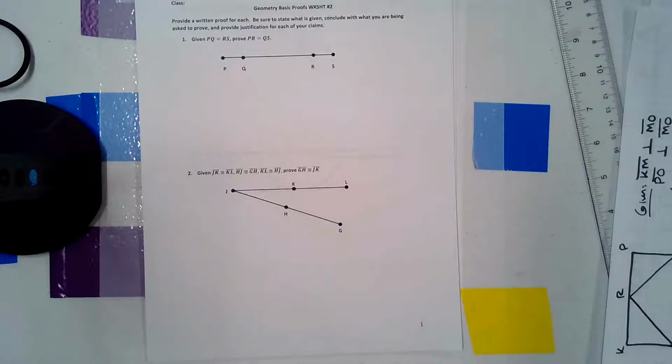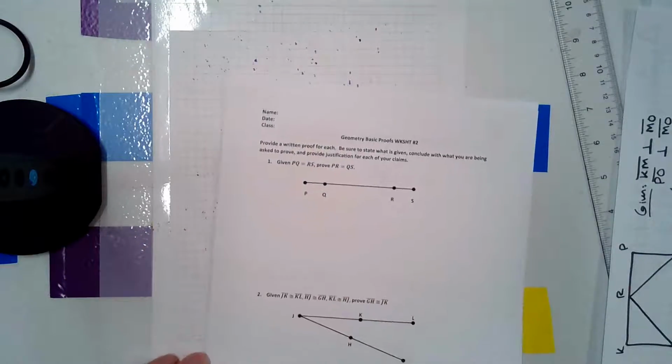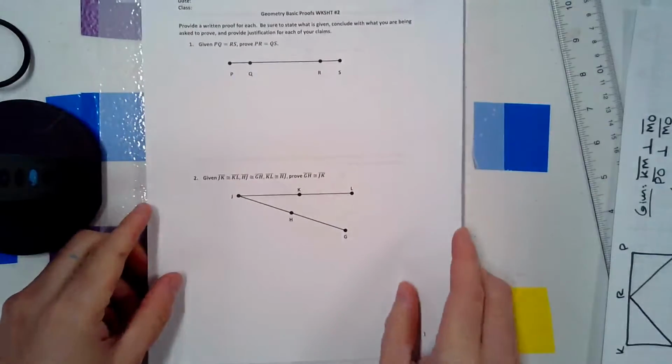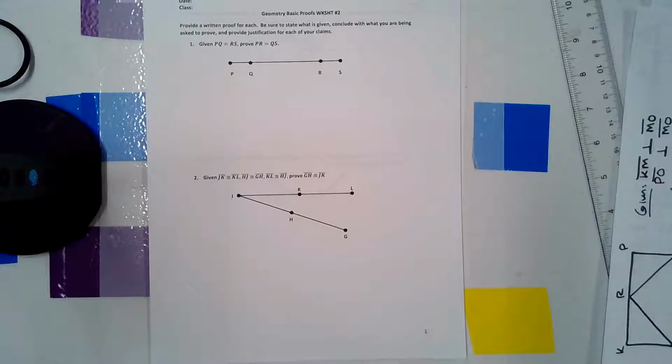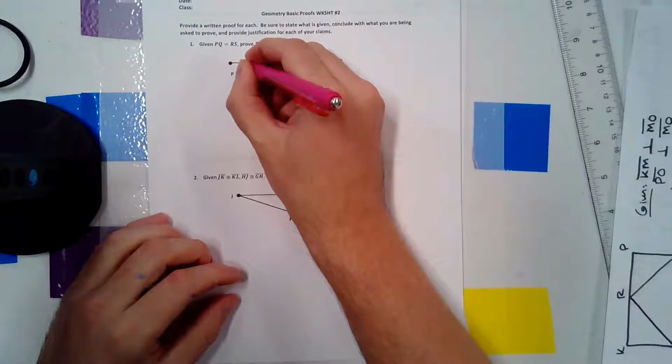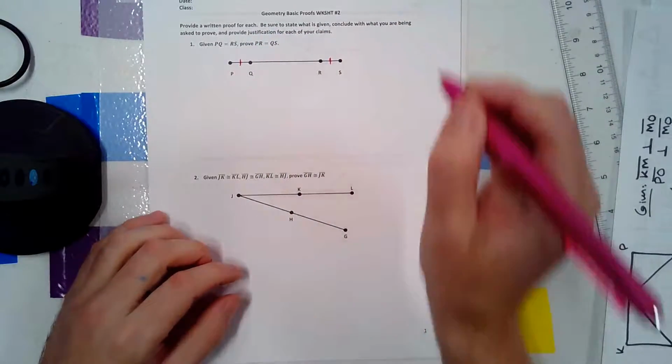So, provide a written proof for each. Be sure to state what is given. Conclude with what you are being asked to prove, and provide justification for your claims. All right, so they give you that PQ and RS are the same. I'm going to take out my pen and mark that on my diagram. So here's PQ, and there's RS. Hey, look, they're the same, and they even look the same.